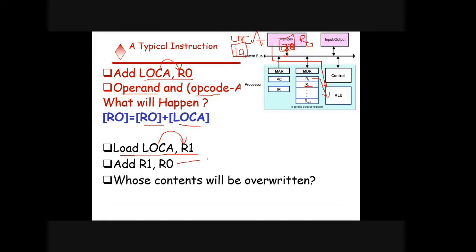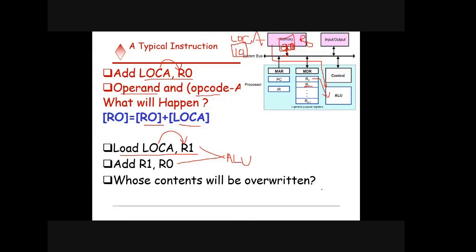My ALU can take the data from R1 and R0 immediately because it is present inside the processor. So R1 and R0, ALU can take immediately. So what I am doing: from location A, the content will be transferred to R1, and then R1 and R0 are processed in the ALU and the result will be written into R0.